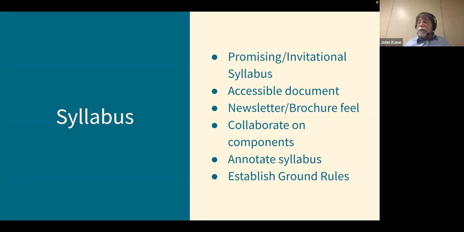But the basic purpose of the syllabus is to establish ground rules and to give students a bit of comfort about what they're going to be doing, what's going to be expected of them, and what type of support you're going to be providing. You need all the required syllabus elements in there, but it can be framed in a way that's much more inviting and much less threatening than many syllabi seem to be.